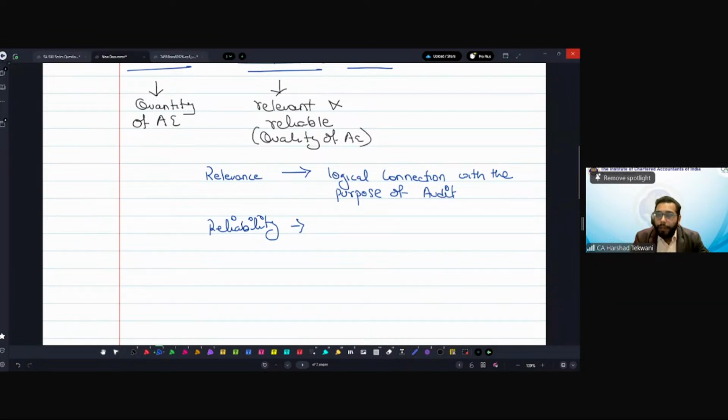So when it comes to reliability, the question is basically whether the source is objective, meaning it is not biased to anything, it is independent. In that case, the audit evidence obtained from such a source, which is independent and objective, will always be reliable. So the reliability of the audit evidence increases when it is obtained from an independent source outside the entity, compared to when you obtain that particular information from the entity.